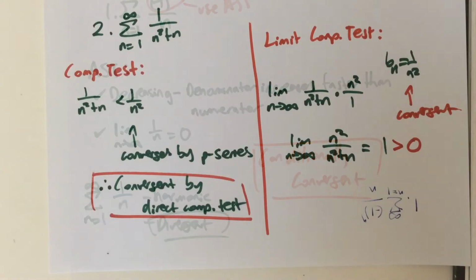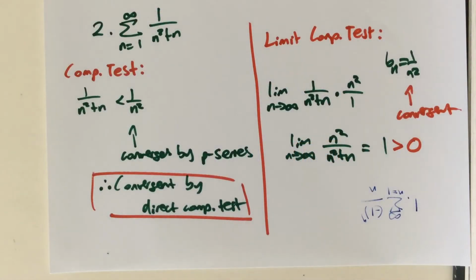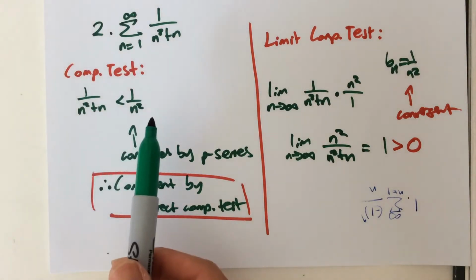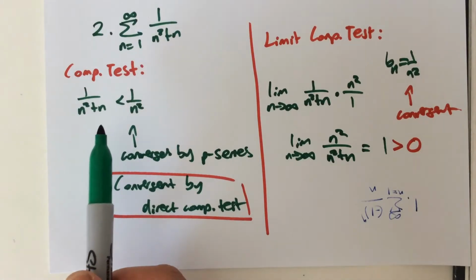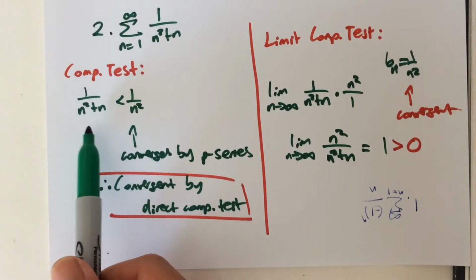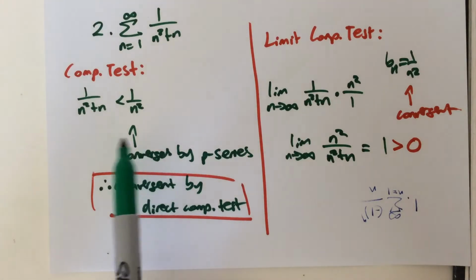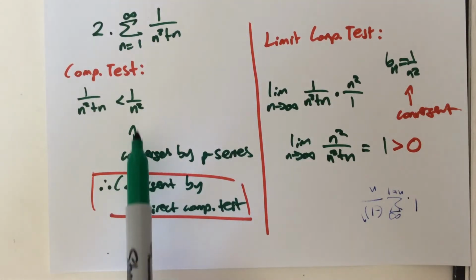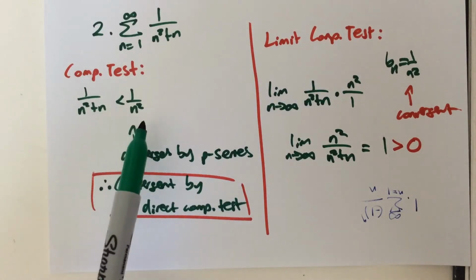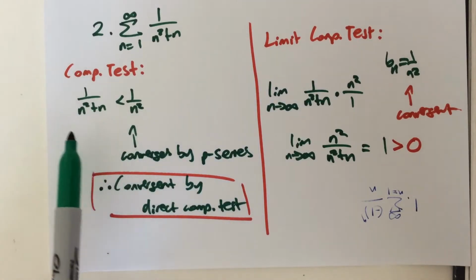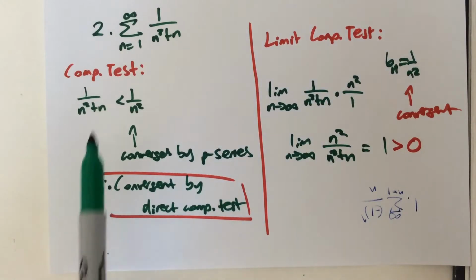The second problem gives us the series of 1 over n squared plus n. The first most common test used is the direct comparison test. So we can compare it to 1 over n squared, which is greater than 1 over n squared plus n, because the plus n makes the denominator greater. And 1 over n squared converges by p-series because this value is greater than 1.